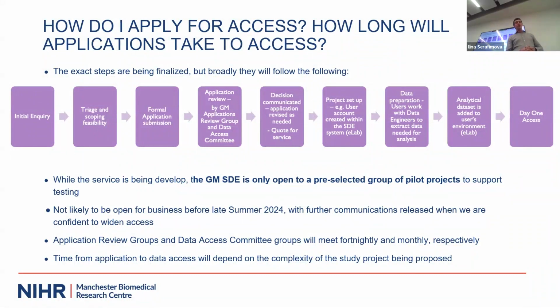So you would start with putting in an initial inquiry to the team, and from which there would be a series of feasibility assessments. So is the research question that you're planning feasible with the data that is, or hopefully will be, in the SDE at that point of time? Once that goes through, you then submit a formal application. So there will be a form to fill in documenting the research questions, the analytical plan, the data that you plan to use, etc., which would then be submitted to the two data access groups that we'll outline on the left-hand side of that governance slide.